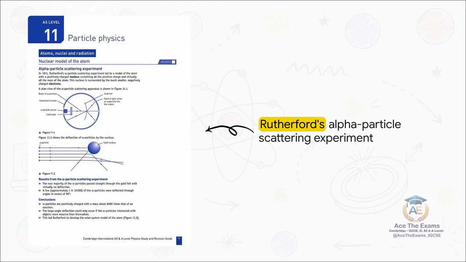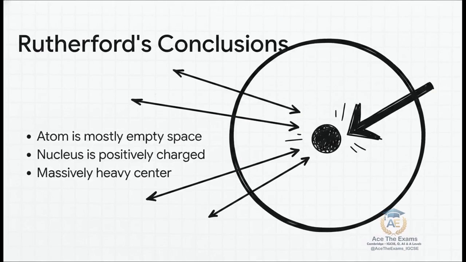When the Cambridge board asks you to analyze this experiment, they want to see you decode the data. The data here is that the vast majority of particles pass straight through with virtually no deflection, but a tiny fraction deflect wildly, some even bouncing straight back. So how do we pitch the perfect answer? We use the PEEL framework: point, evidence, explanation, link. Your point? The atom is mostly empty space. Your evidence? The fact that almost every single alpha particle went straight through the gold foil. That's your explanation and link right there.